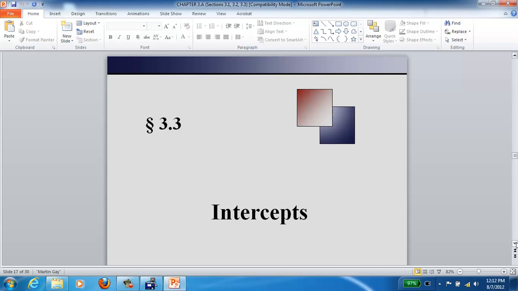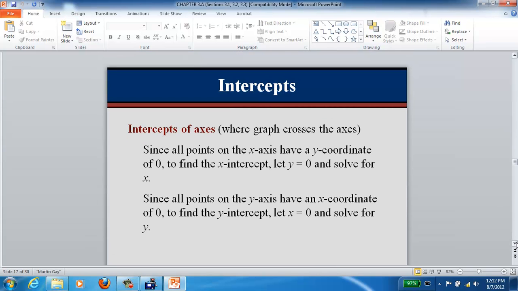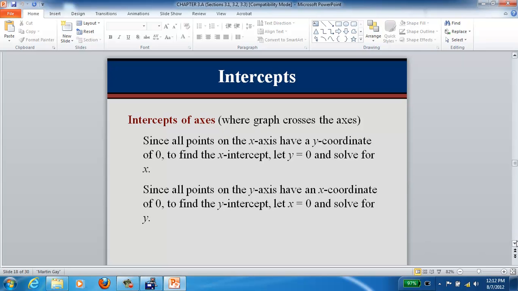Section 3.3, intercepts. The intercepts of the axes are where the graph crosses the axes. Since all points on the x-axis have a y-coordinate of 0, to find the x-intercept, you let y equal 0 and solve for x. Since all points on the y-axis have an x-coordinate of 0, to find the y-intercept, you let x equal 0 and solve for y.